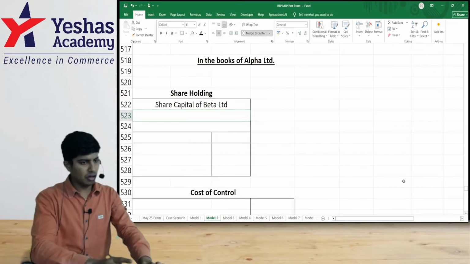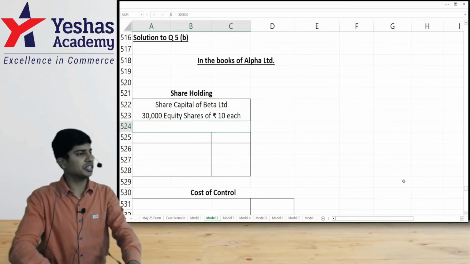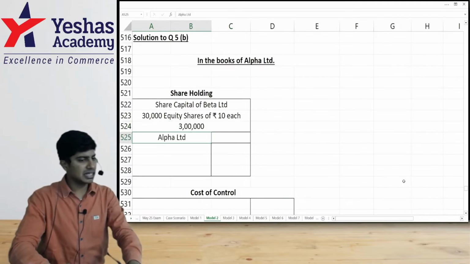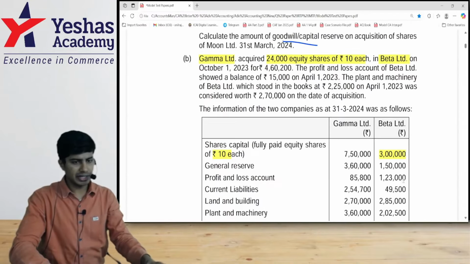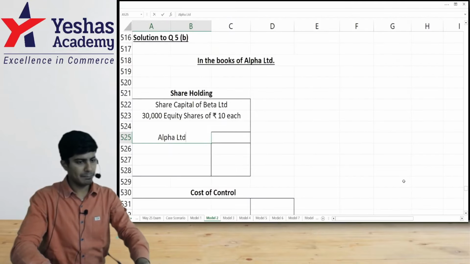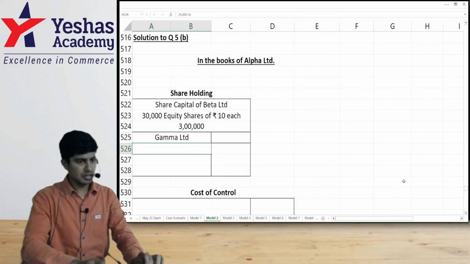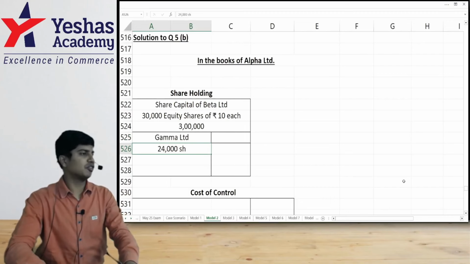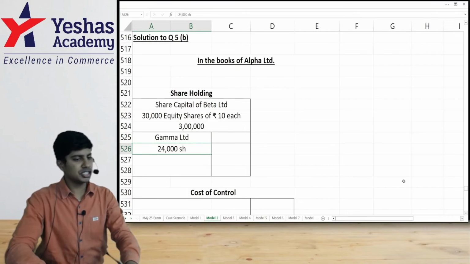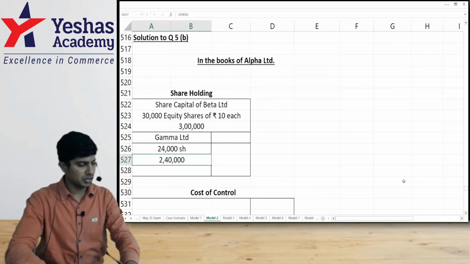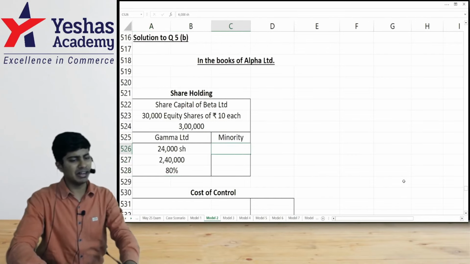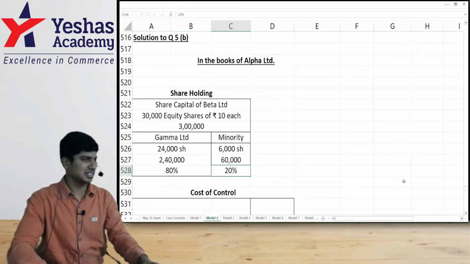Observe, share capital of Beta is 30,000 shares of rupees 10 each, which comes to 3 lakh. In this, Alpha, correct? No, Gamma. So how much does Gamma hold? 24,000 shares, which is 2 lakh 40,000, which is 80%. I hope everyone understood clearly. And minority will have the remaining 20%, which is 60,000.